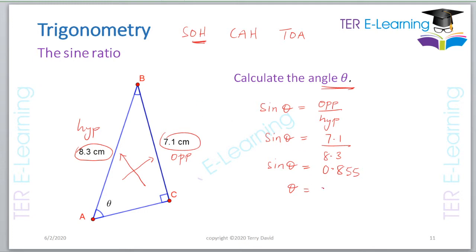To do that, this is how we're going to write the statement. So we're going to put sine to the power minus 1, open brackets, 0.855, right? This is how we write this. Then I'm going to have to use the calculator. So those of you who have a scientific calculator, you're going to press second function, sine of 0.855, and that is going to give me an angle, right? That is going to give me 58.8 degrees. Again, in the question, they're going to tell you if they want the angle to the nearest degree or to 1 decimal place, right?